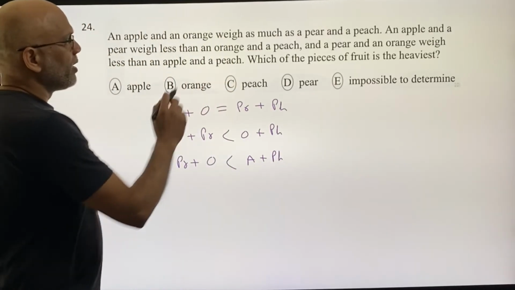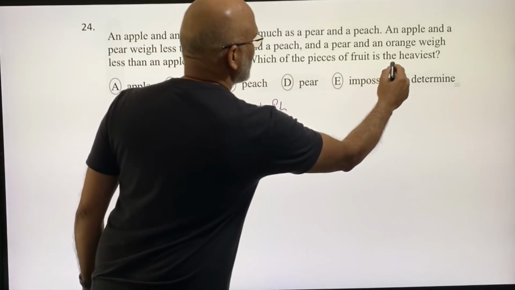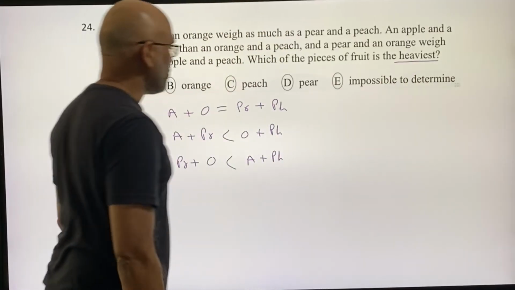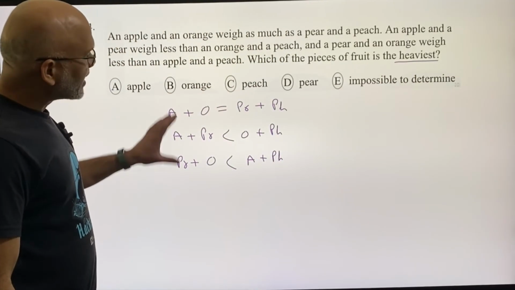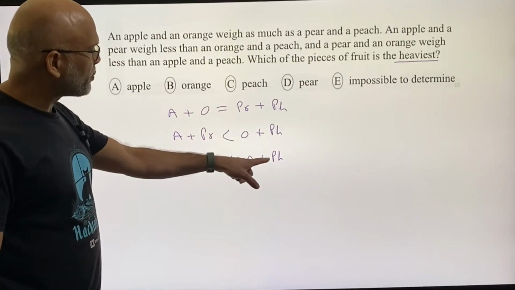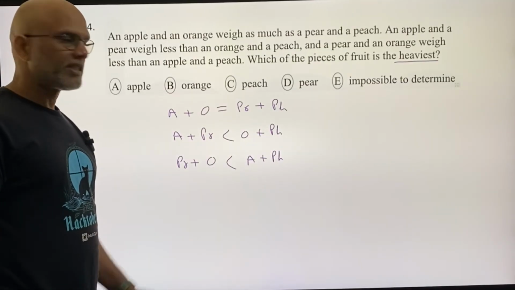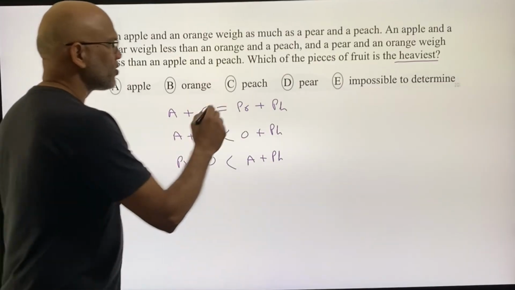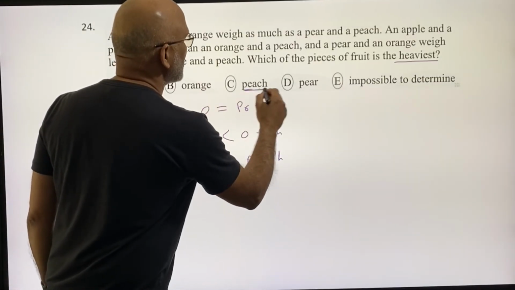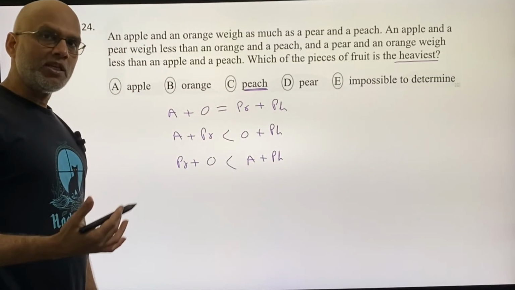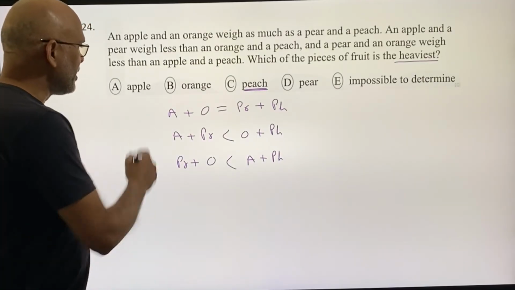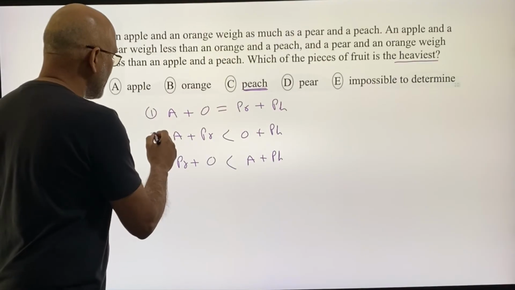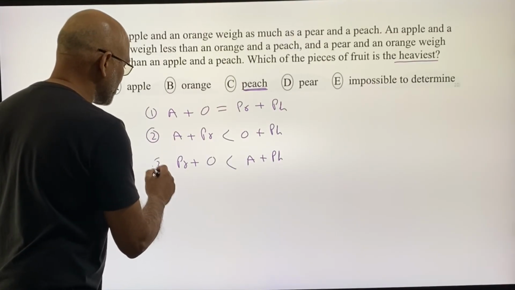Okay, which of the pieces of the fruit is the heaviest? So we want to find out which fruit is the heaviest. From here you can kind of see that wherever there is peach, that side is heavier, that side is greater, right? So somehow it feels that peach is going to be the heaviest, right? But let's try to prove it in a more formal way. Let me call this equation 1, equation 2, and equation 3.